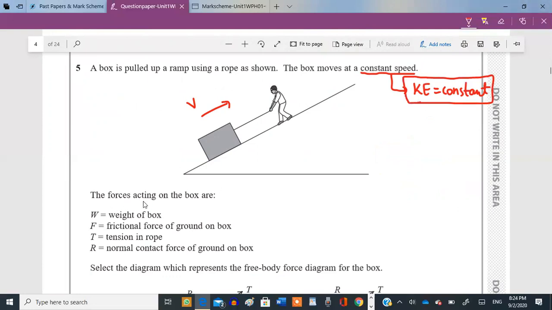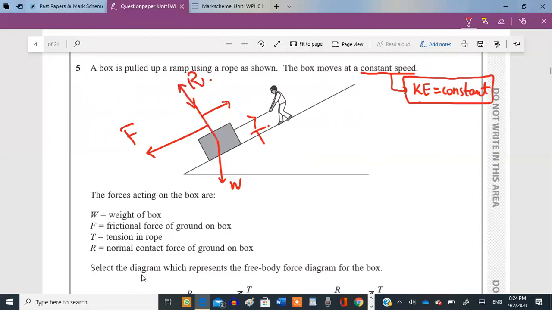Now the forces acting on the object are the following. There is a weight of this object. There's a frictional force acting in the backward direction, if the unit is capital F. There's a tension in this wire, and there is a normal reaction force perpendicular to the plane.